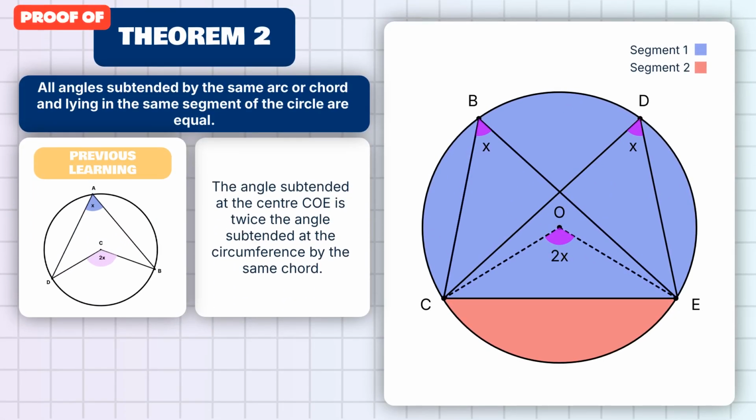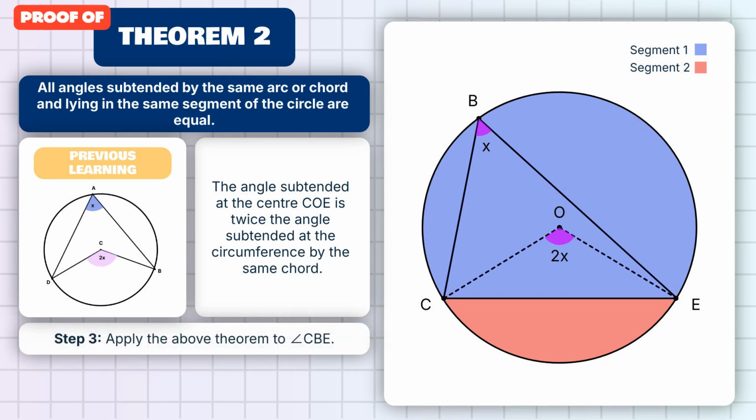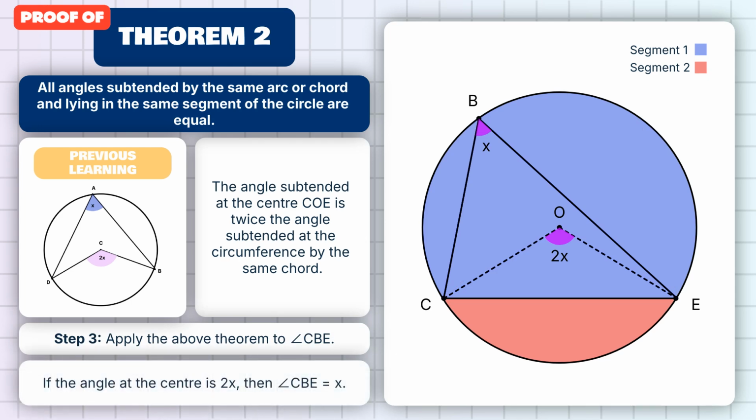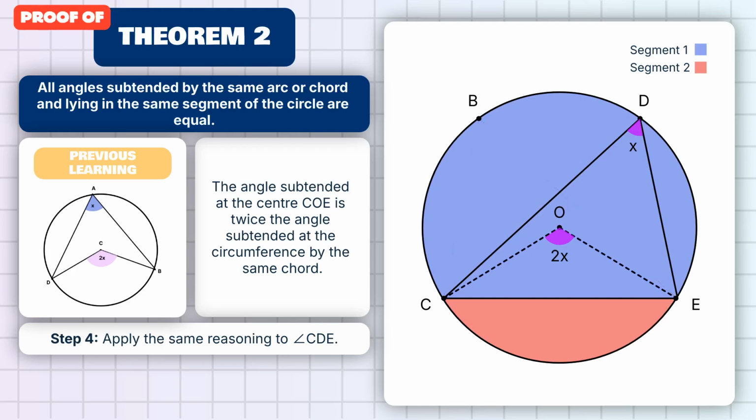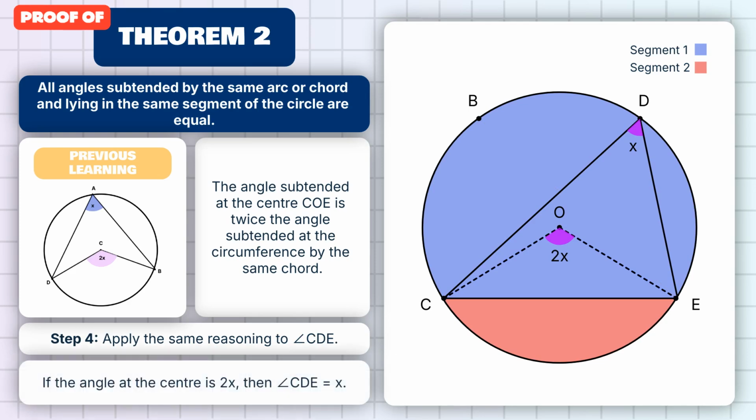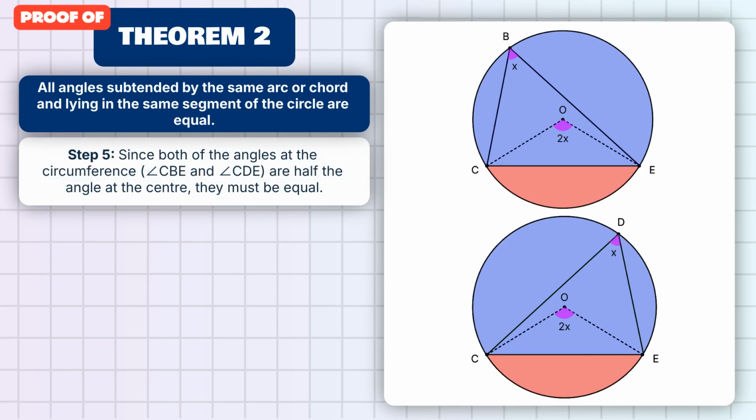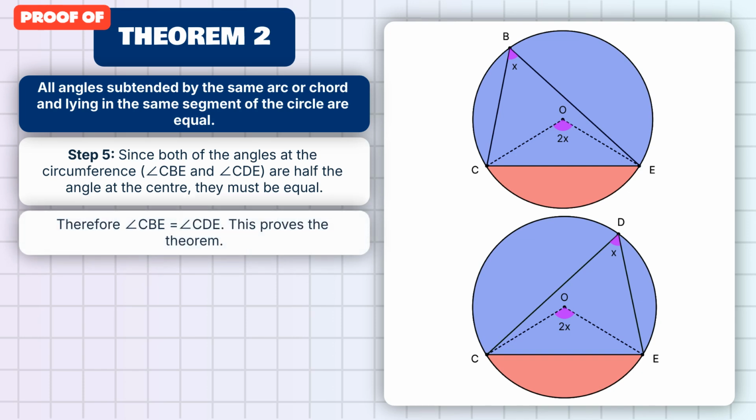We can apply this theorem to both of the angles. Let's start with angle CBE. The theorem tells us that if the angle at the center is 2x, then angle CBE is x. We can apply the exact same reasoning to angle CDE. Our previous theorem tells us that if the angle at the center is 2x, then angle CDE is x. Since both of the angles at the circumference, CBE and CDE, are half the angle at the center, they must be equal. Therefore, angle CDE equals CBE.